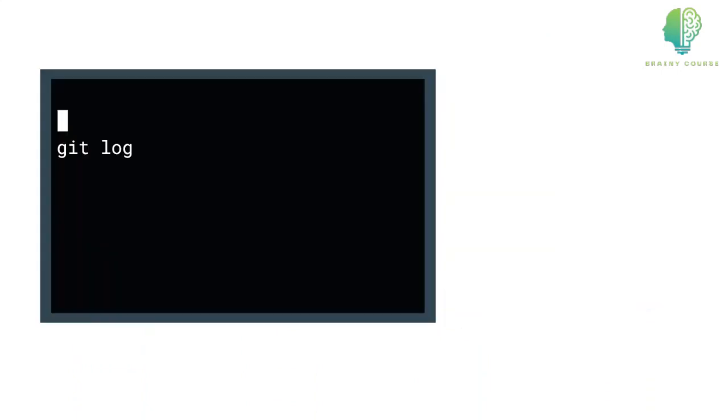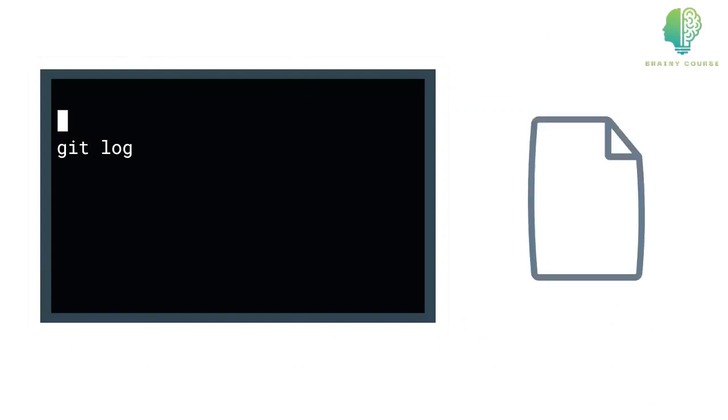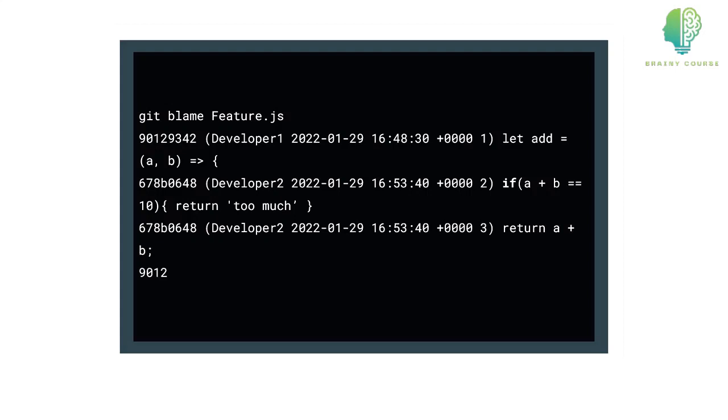By now, you should know how to use commands like git log to see the changes made. I will now use the feature.js file to demonstrate how git blame works. Let's get started with the git blame command. To run the git blame command, type git blame and the name of the file. In this case, feature.js. After pressing enter, Git returns a list of all changes on the file.